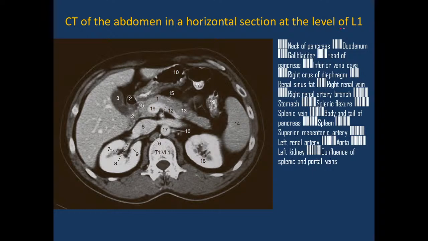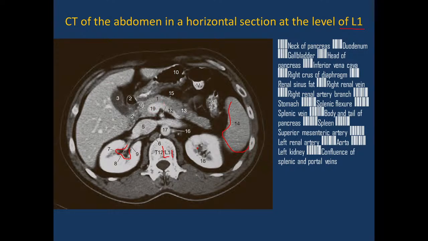CT scan at the level of L1, lumbar thoracic. Here is lumbar, but this is between thoracic 12 and L1, and you see also right kidney and left kidney with a sinus inside. You see also spleen and liver.